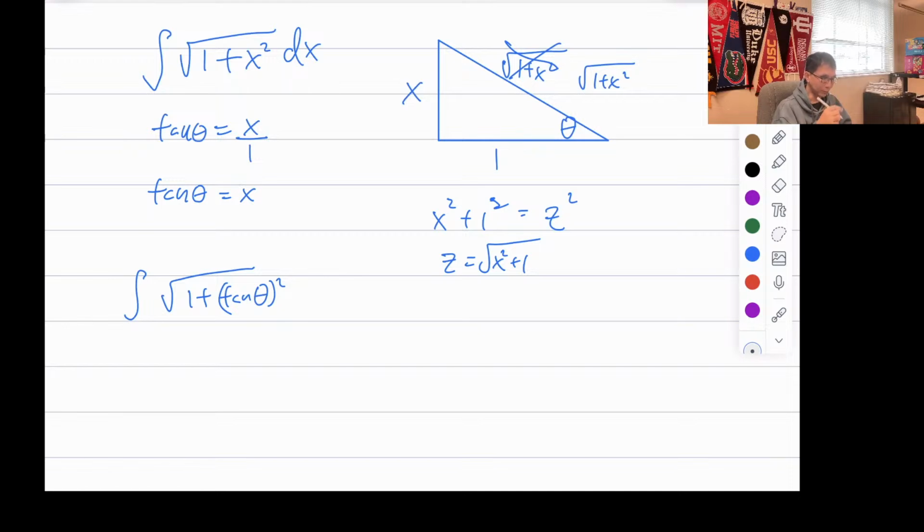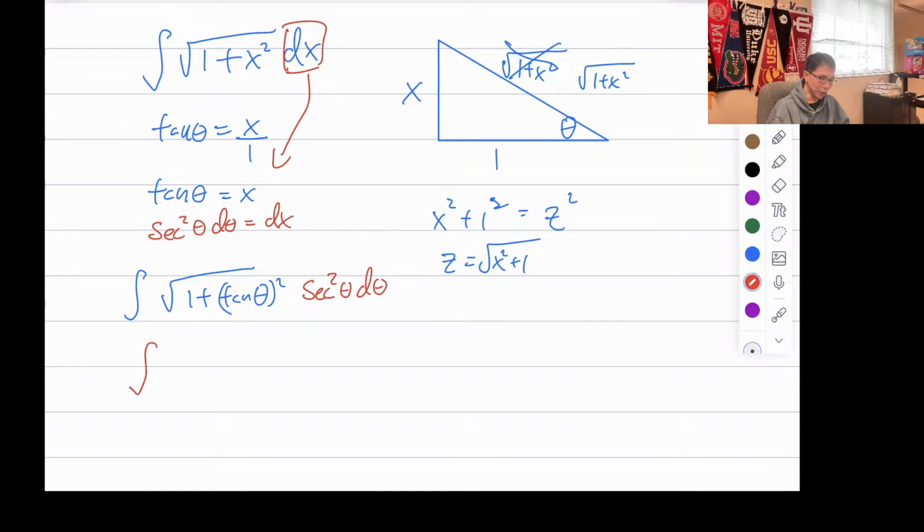Okay. Hold on. Not yet. But how about the dx? dx is the problem. Take the derivative. You take a derivative, it's going to be secant squared theta d theta is equal to dx. Does that make sense? I convert everything in terms of secant, so it'd be secant squared theta d theta. All good?